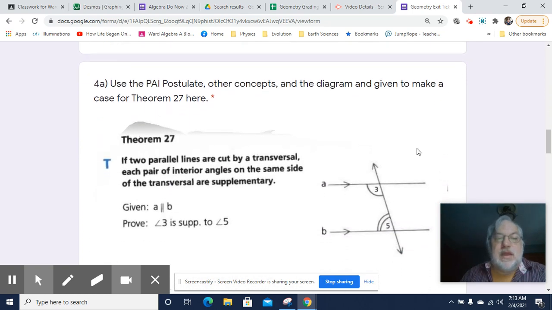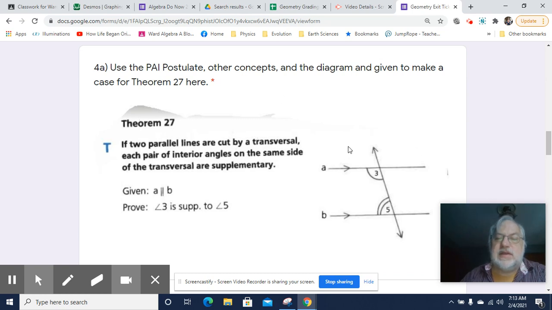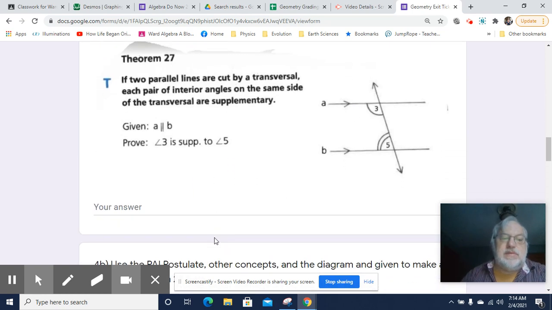So using the PAI postulate and other concepts on the diagram and the given, use them all to make a case for Theorem 27 here. Theorem 27 simply says if two parallel lines are cut by a transversal like that, each pair of interior angles on the same side, these are not alternating interior angles, these are same side interior angles, each pair of those are supplementary. Okay, so we've been given that A and B are parallel. You can assume that from the diagram also because they have been marked as such. And we're supposed to prove that angle 3 is supplementary to angle 5.